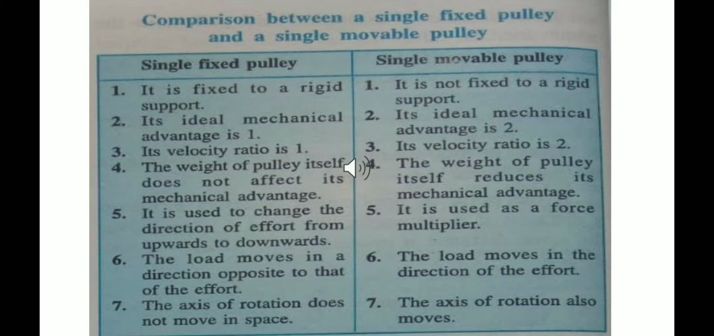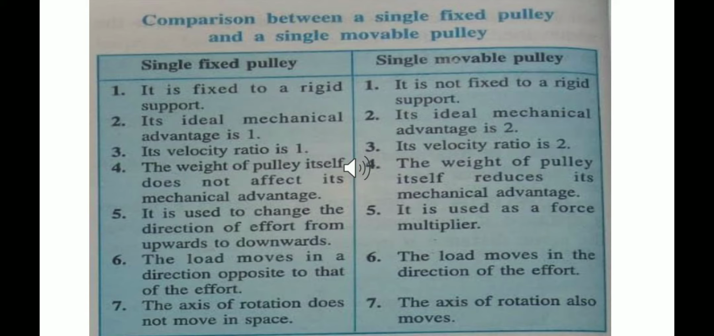Now the fourth one: the weight of the pulley itself does not affect the mechanical advantage. So in fixed pulley they are talking about. In the fixed pulley, the weight of the pulley itself does not affect the mechanical advantage. Why? Because the pulley is fixed. We don't have to pull the pulley itself. We only have to pull the load. So it is only the effort applied to pull up the load, not the pulley. Whereas in movable pulley, the weight of the pulley will also act, and therefore it will reduce the mechanical advantage from what it was in the ideal case. So weight of the pulley will act a part.